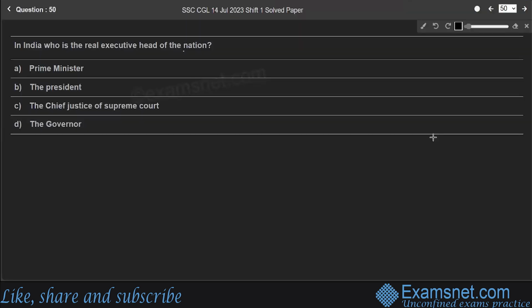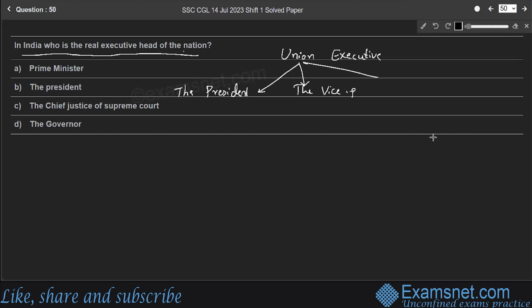Question 50. In India, who is the real executive head of the nation? So students, here the union executive consists of the president, the vice president, and the council of ministers with the prime minister as the head. So we'll consider the union executive, right? It consists of the president of the nation, then the vice president, and the council of ministers.